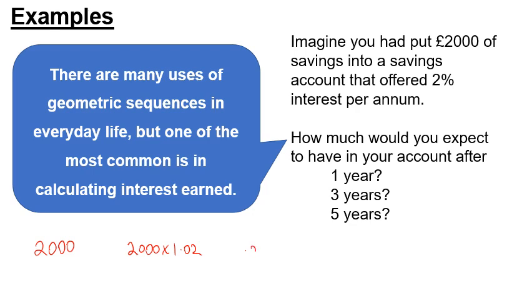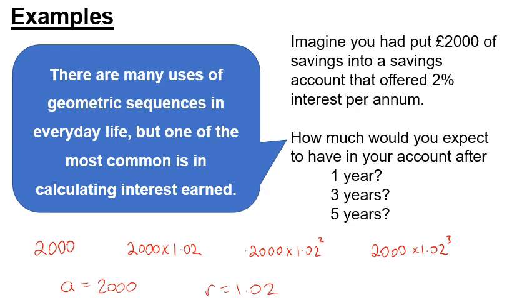And then the year after, we would have 2,000 times 1.02 squared, because the interest will have been added in twice. And then the next one, 2,000 times 1.02 cubed. So you can see that this is a geometric sequence, where the first term is 2,000 and the common ratio is 1.02. So if you wanted to work out how much would be in the bank after a certain number of years, you could use the nth term formula for a geometric series.